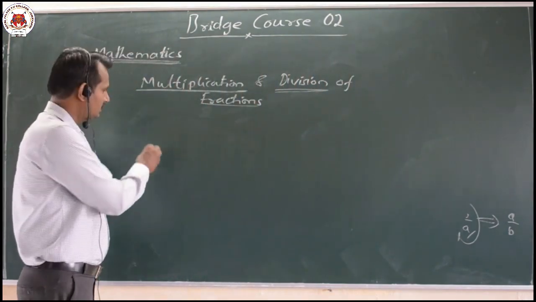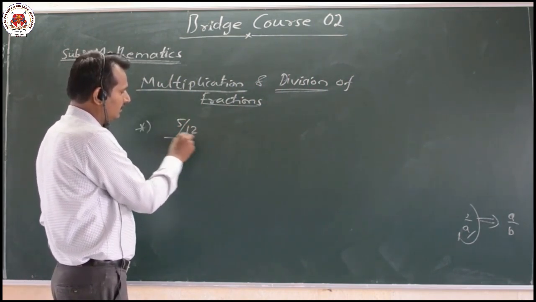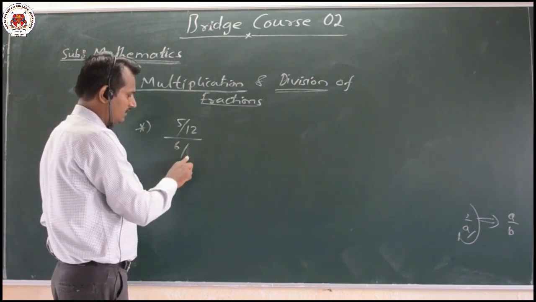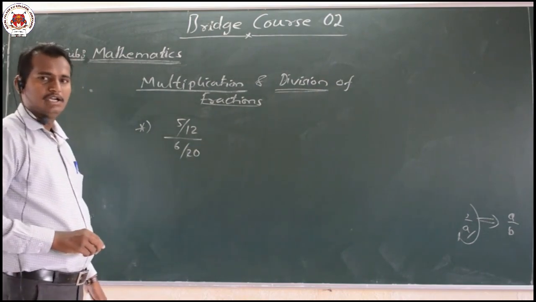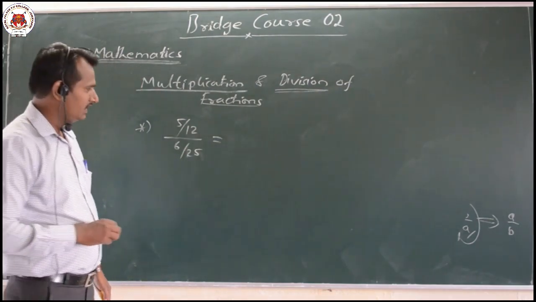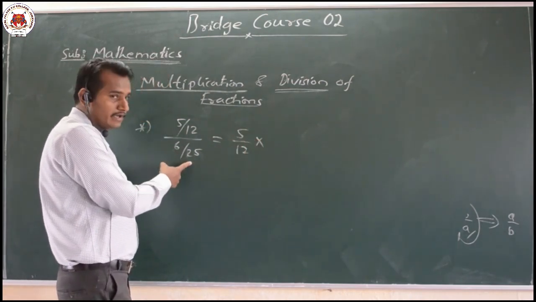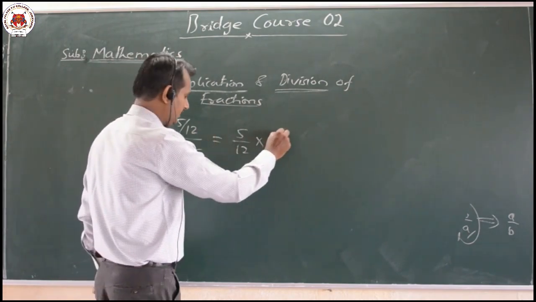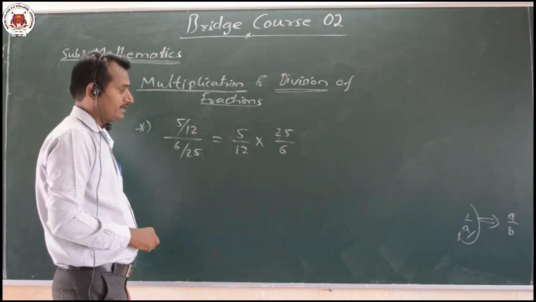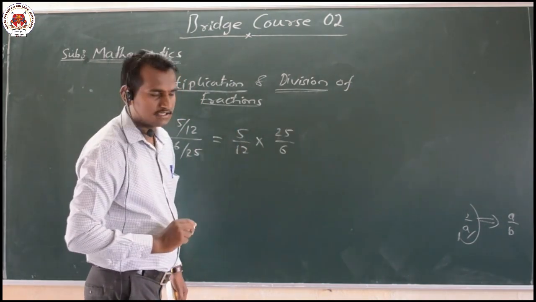For example, let us take another example, that is 5 by 12 whole divided by 6 by 25. Now how do we have to solve this one? Here it is very simple: 5 by 12 into 6 by 25, take the reciprocal of it. What we get here is 25 divided by 6. Now it is very simple, you can multiply it and find the answer.